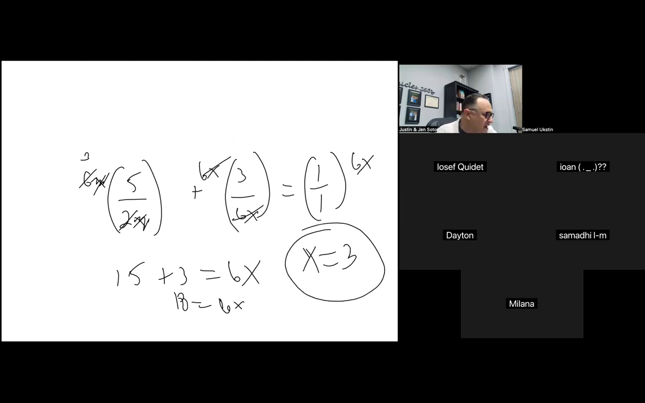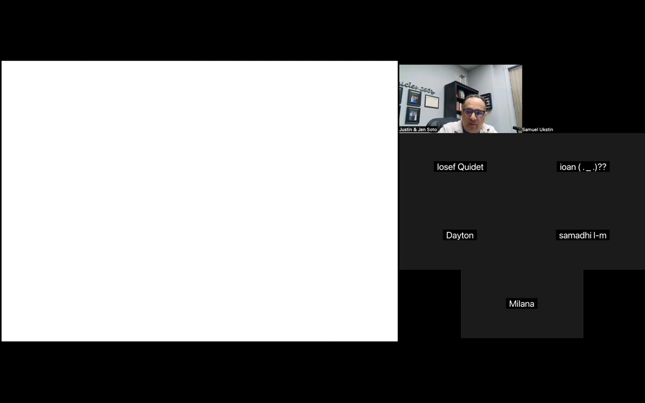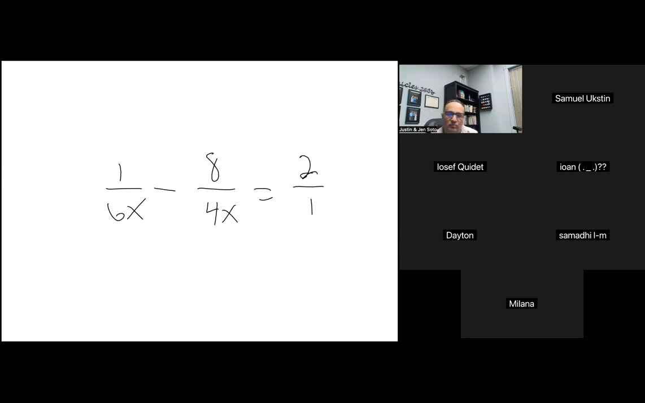Why don't you try number 3? See if you can do it. I'll write it on the board in case somebody doesn't have this particular one here. It equals 2, but I'll put 2 over 1 just so we can make it a fraction to start with. You have to multiply by 12x on this one because the least common multiple of 6x and 4x is 12x. Okay, that makes sense?